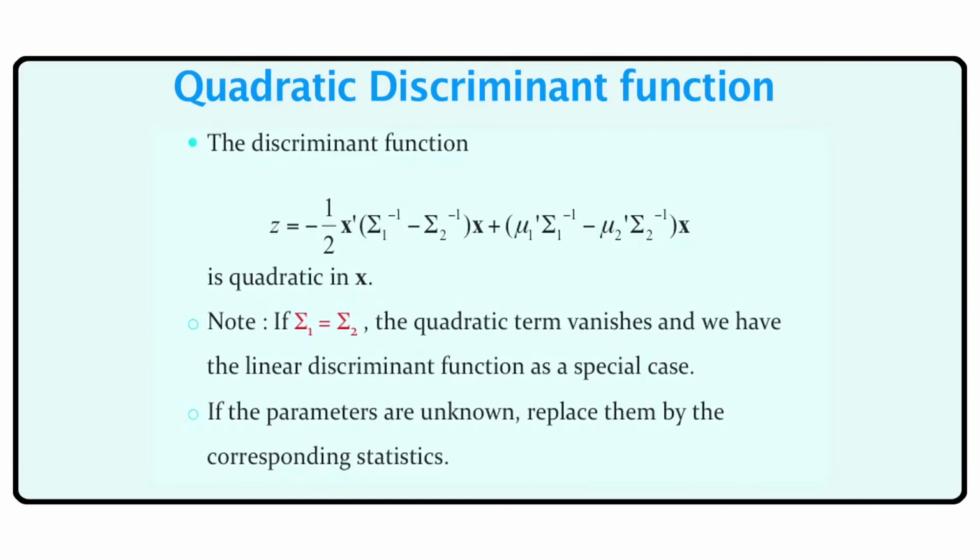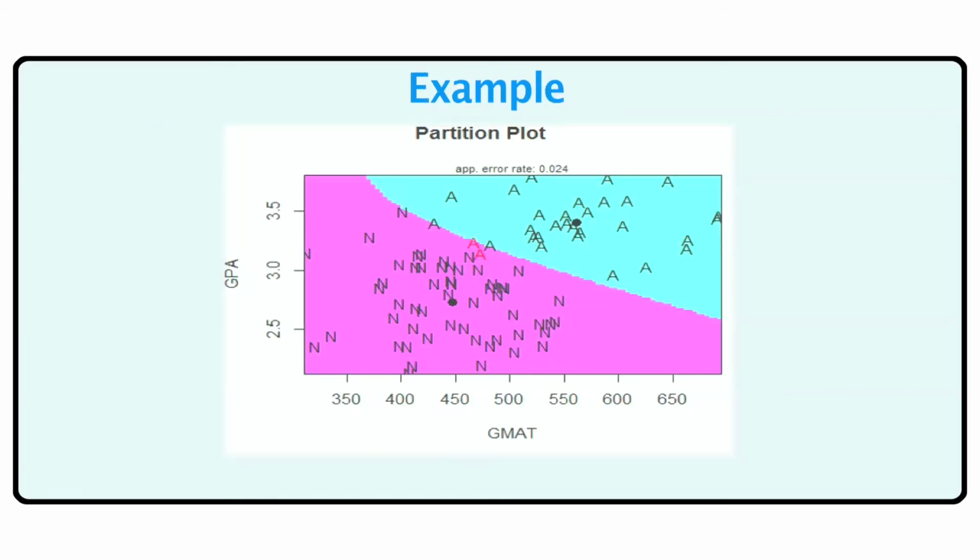In this case again, as before, if the parameters are unknown, replace them by the corresponding statistics. Now let's go back to the example, and if you use the quadratic discriminating function in this case, you see that the straight line we had before now gives you a curve.